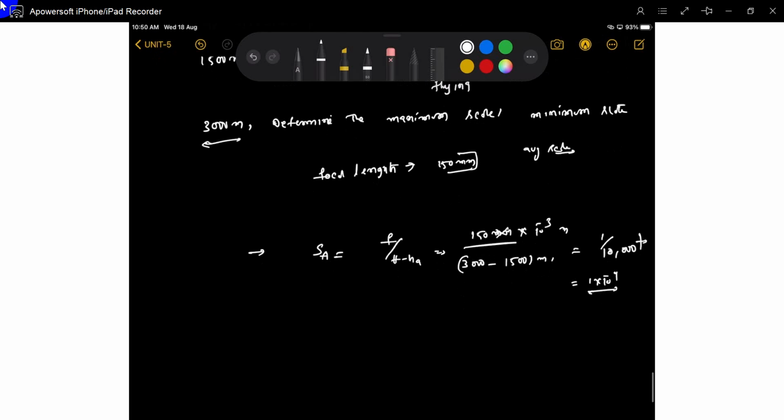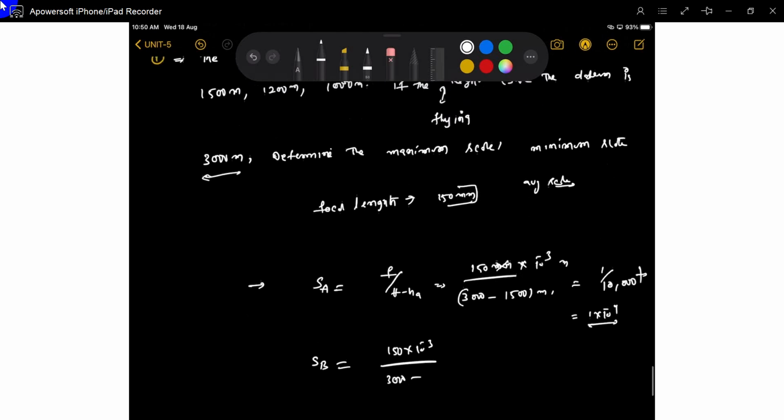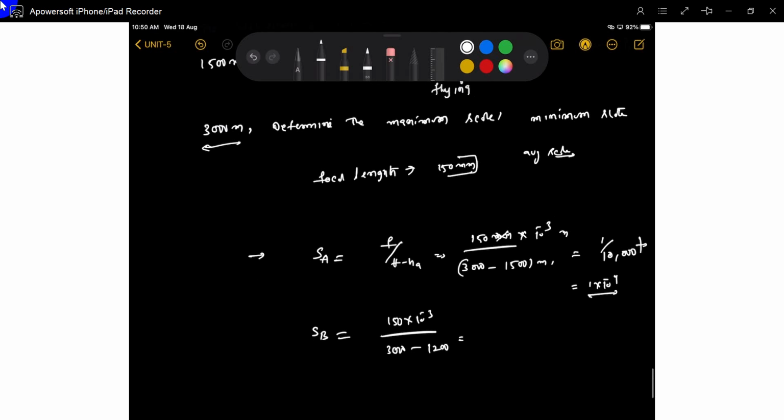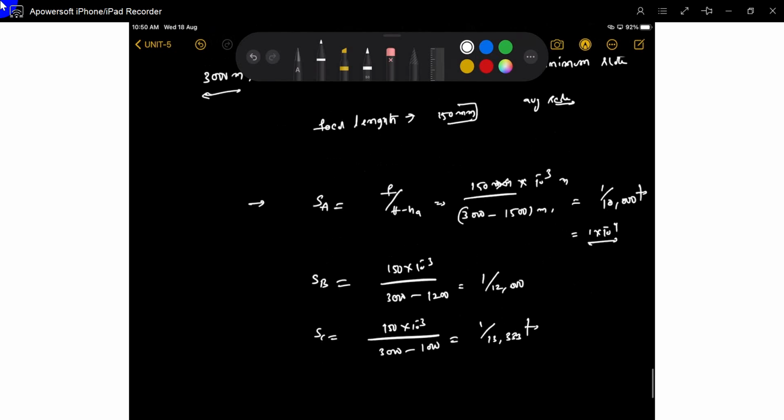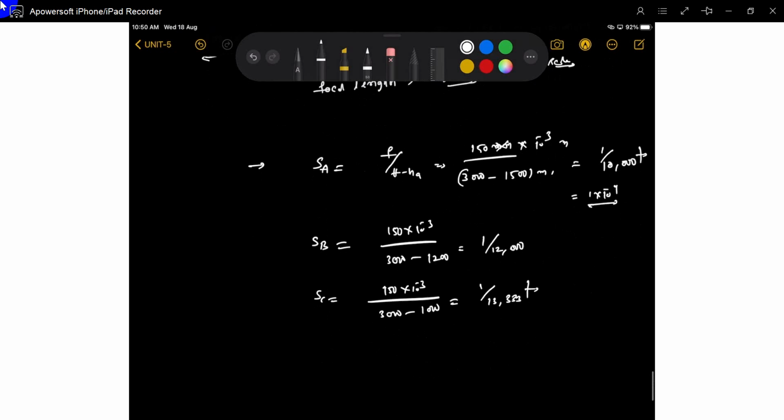That is the first point. For the second point, no need to write again and again: 150 times 10 power minus 3, divided by 3000 minus 1200, so this is 1 by 12,000. The third point is the same again, it is 1000, giving 1 by 13,333. So these are the scales.